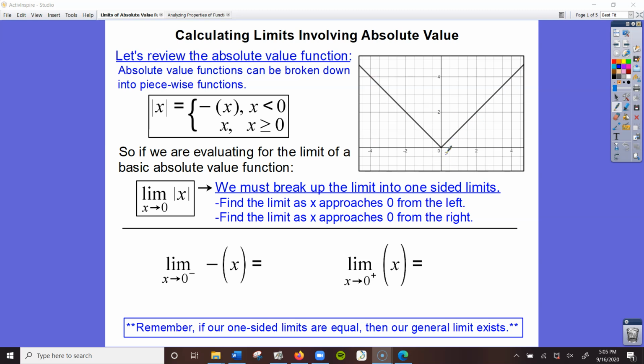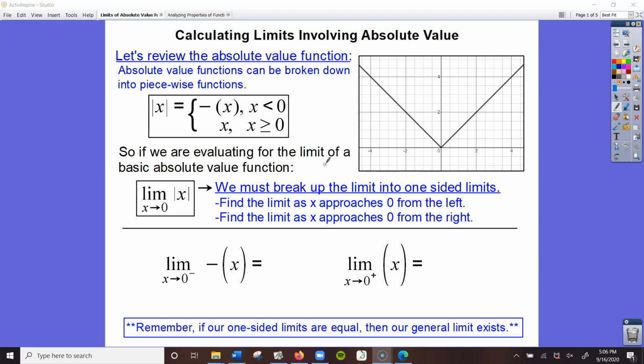Now, if I were to write out the function, it would be a piecewise function because, as you can tell from the left side, this is a line with a negative slope, which is, in this case, negative x. And then over here to the right of 0, it is a positive slope, so a positive x for when x is greater than or equal to 0.